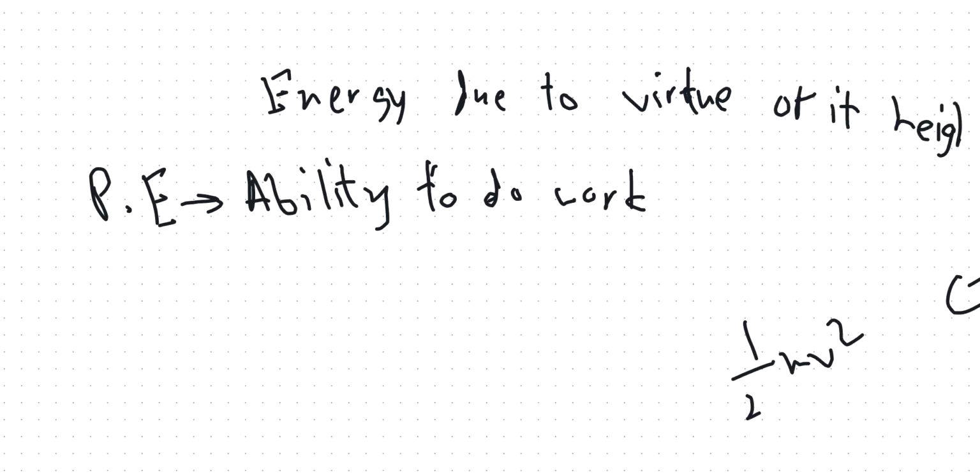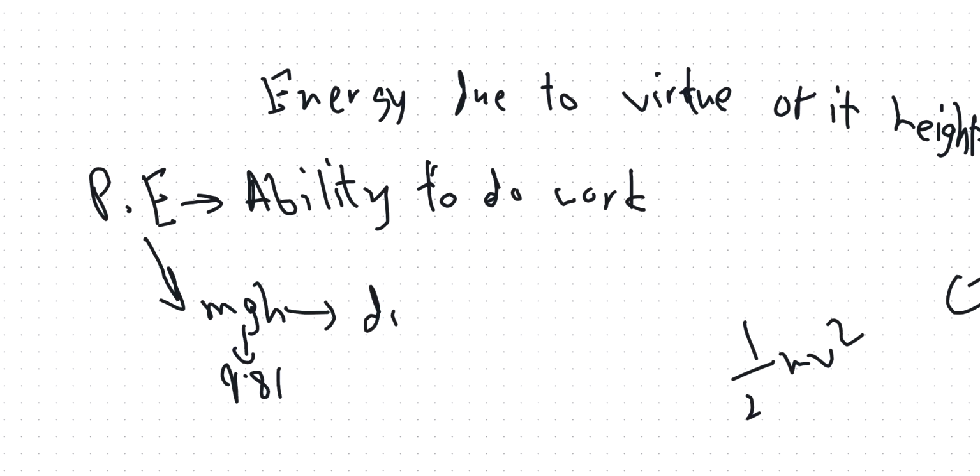And the formula for potential energy, remember, it's mgh, where m is mass, g is 9.81, and h is the distance from the base or the ground.